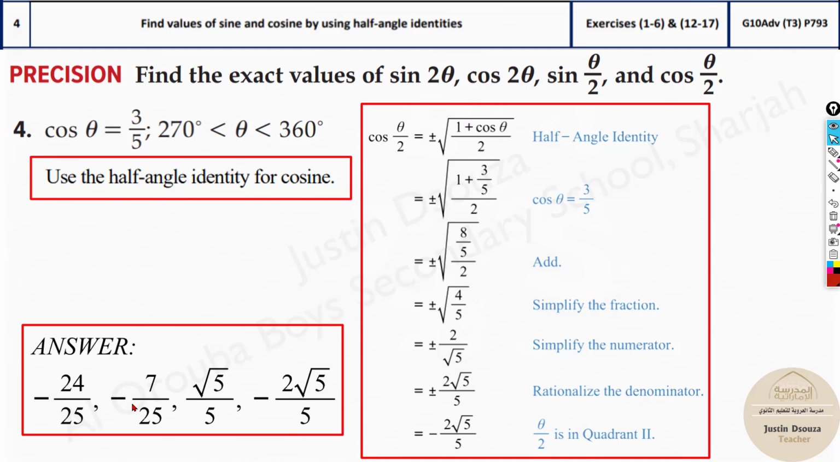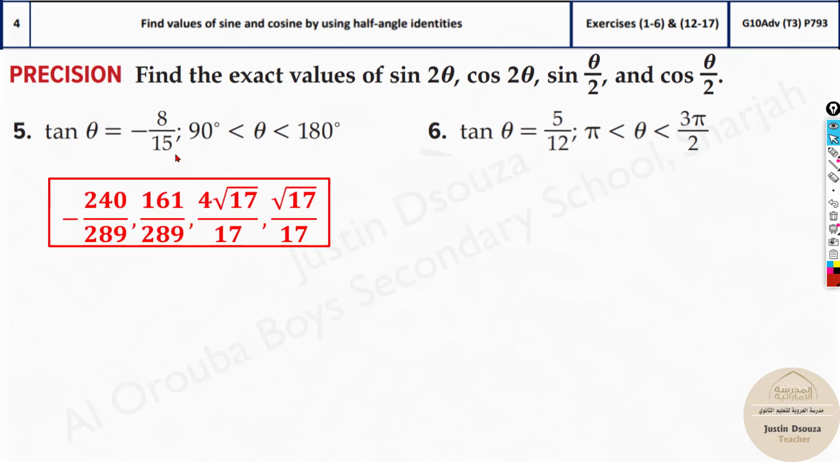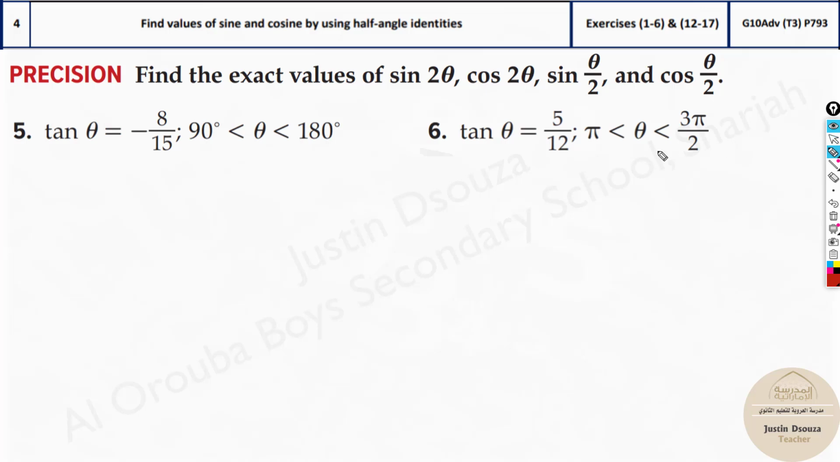Whatever you get in the calculator for this one, and for this one we need to look into the theta interval. So you can try them by yourselves. Okay, now we have a tan problem. So I will solve this one over here. We know what is tan theta, right? Tan theta is opposite by adjacent. We need to use this relationship.